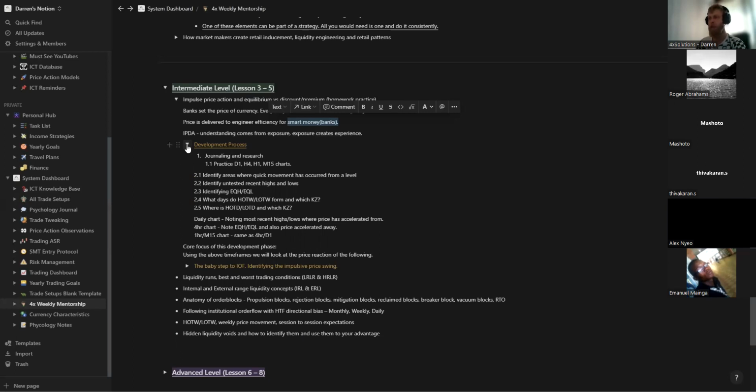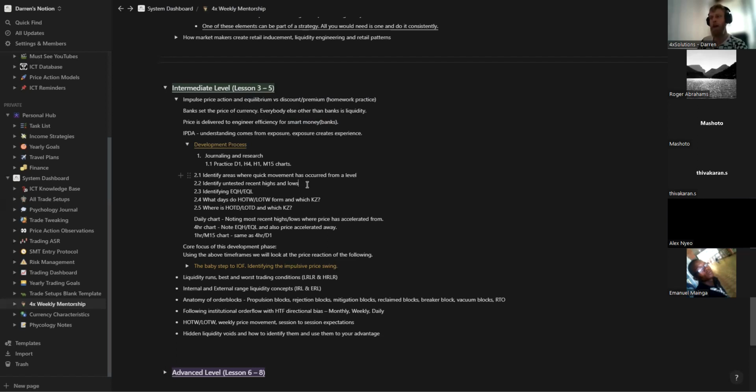Okay, so basically you can do all four of these charts, which is the daily, the 4 hour, the 1 hour, and the 15. You can do all four of them, but generally I'd say do at least 2 of them, or all four. It's really up to you how many you want to do. And the purpose of the exercise is to identify where areas of price action have moved quickly. So identify areas where quick movement has occurred from a level, like we said with impulsive price action. So identify where there was impulsive price action.